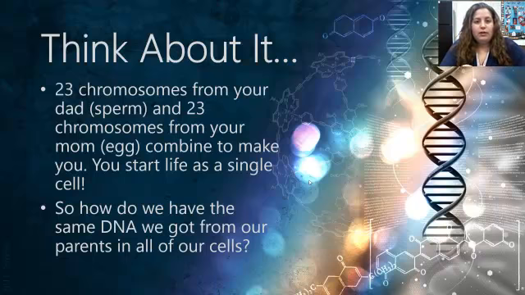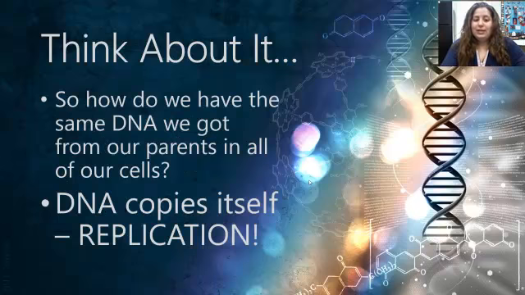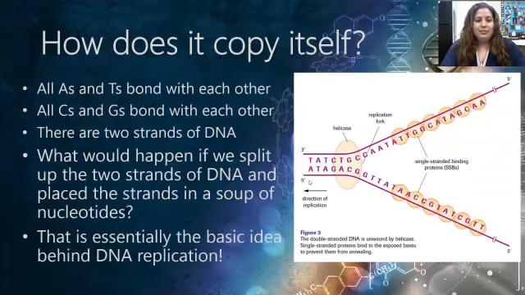So you start life out as a single cell, but I don't think you're made of just one cell now. You have tons of cells in your body, and they all have the same DNA that was in that original cell that made you as a baby. So, how do we get that DNA into every single one of our cells? Well, DNA has to copy itself, and it does that through a process that we call replication.